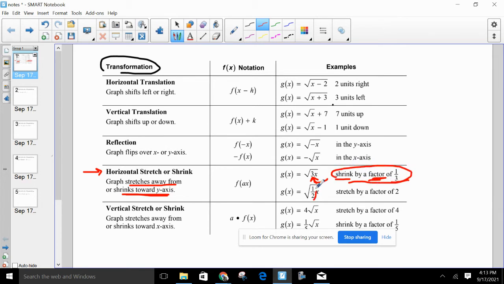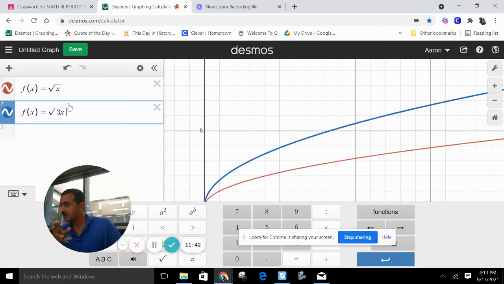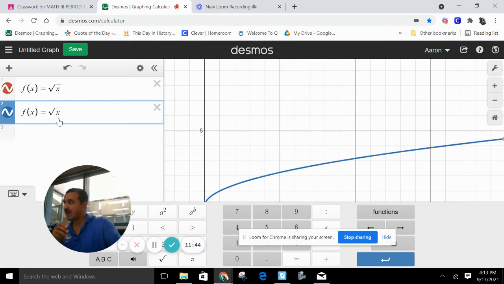But let me multiply it by 1/2 now. So let me go back and change the child function, which is blue. What if I put a fraction in front of the x? Watch what happens.